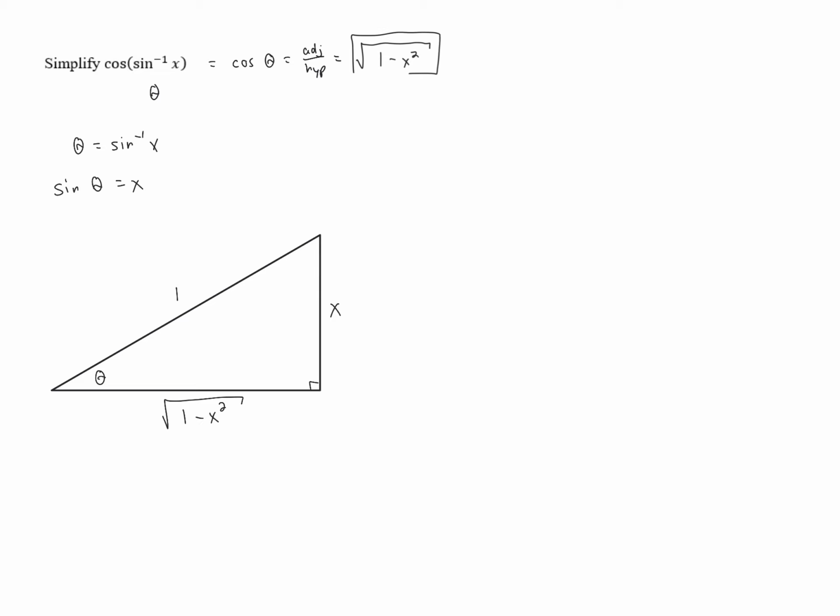And that is our composition of functions. And interestingly, that is exactly what we got in the last problem when we looked at sine of inverse cosine of x. That is also equal to the square root of 1 minus x squared. So that means that sine of inverse cosine of x is equal to cosine of inverse sine of x, which is quite interesting.